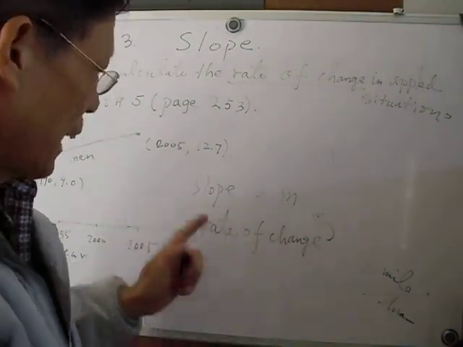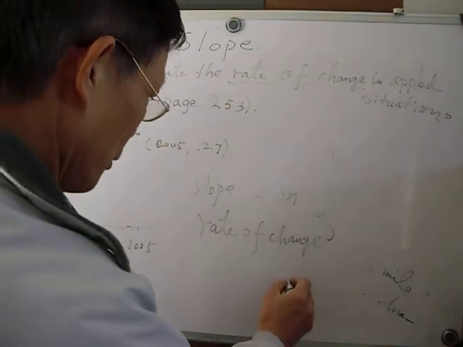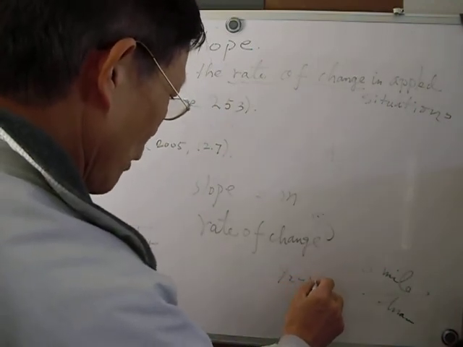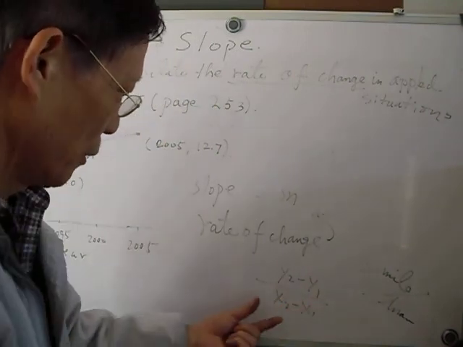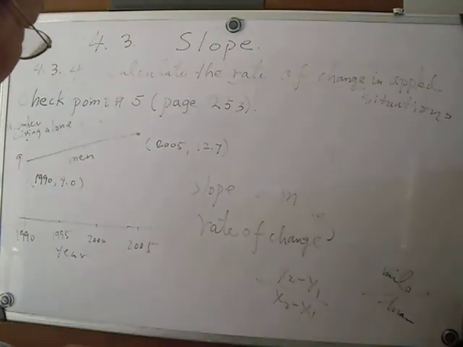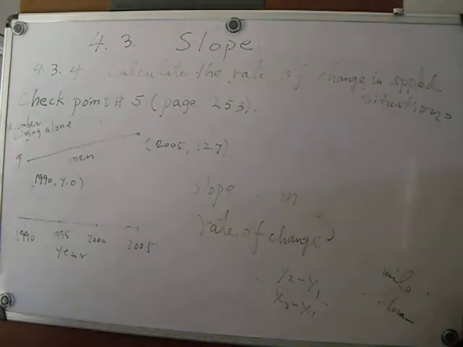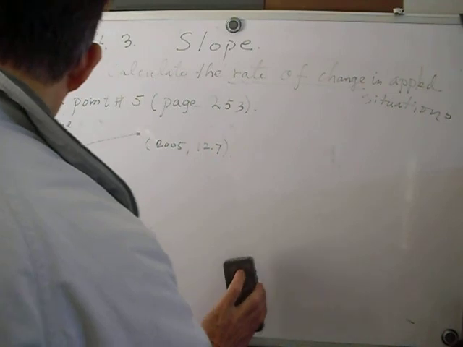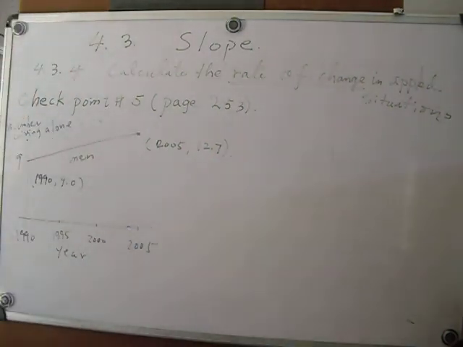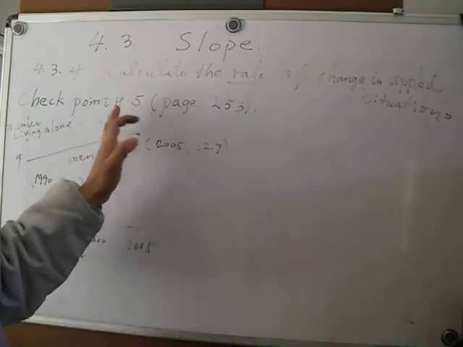But the formula is exactly the same. You are using y2 subtract y1 divided by x2 subtract x1, but they have different units. Okay, we give it a name, rate of change. Same way to calculate. Now, we are getting into our checkpoint number 5.